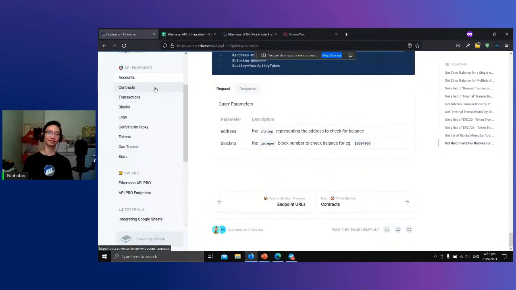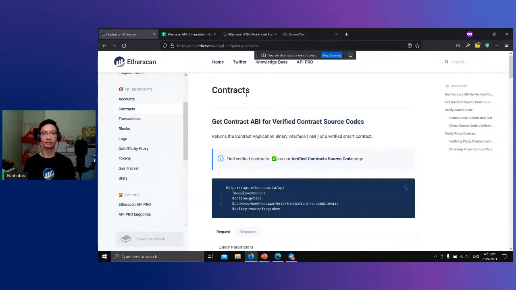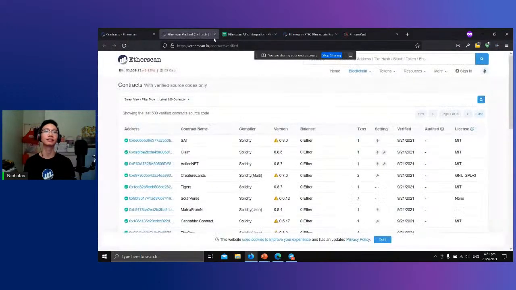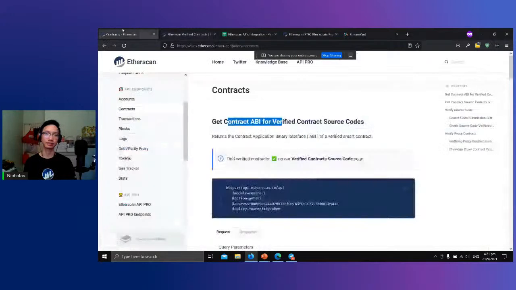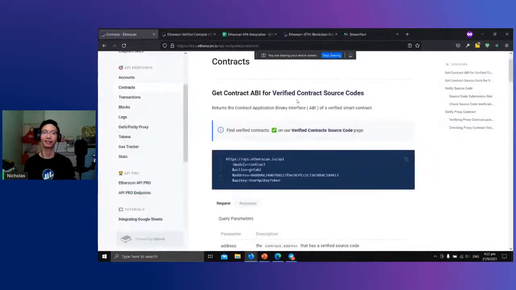Let's move on to contracts. Contracts has some things that were covered by Dave earlier on. The first thing you can do is get the contract ABI. Here are some endpoints we have for contracts: you'll be able to get the contract ABI for verified contract source codes.